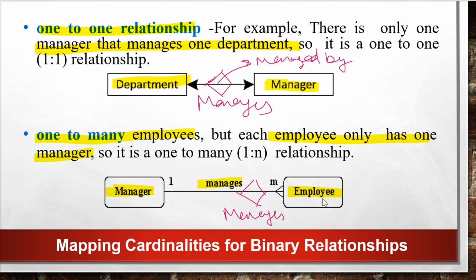These are the types of cardinality. Cardinality is written here as 1 to many, because one manager is managing multiple employees. For multiple we can also use star, n, m, or any variable notation. Here we have used m, but we can also use n or x, y, z, or star. So one manager is managing multiple employees. This type of relationship is a one to many relationship.